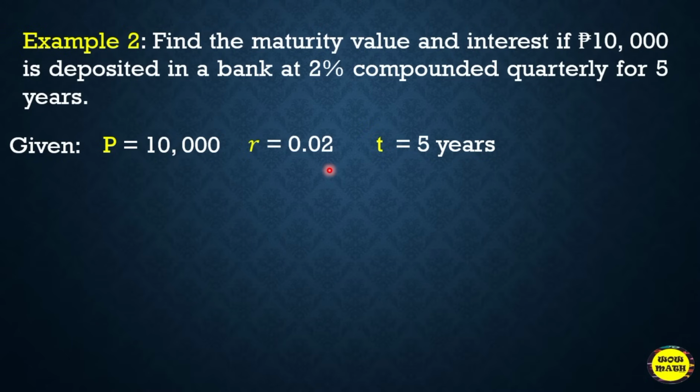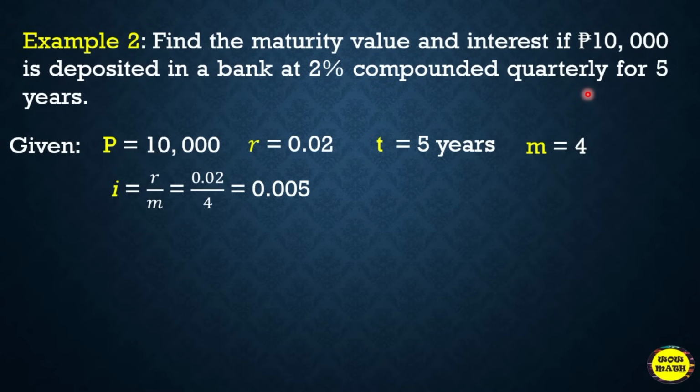And then, ano yung frequency of conversion natin? M is equal to 4. Bakit 4? Because compounded quarterly. So, ang hinahanap natin dito ay, first muna, dahil ang gagamitin natin formula is yung P times 1 plus I raised to N. So, kunin muna natin yung value ng I natin or yung rate of interest for its conversion period. R divide M or 0.02 divide 4, the answer is 0.005.